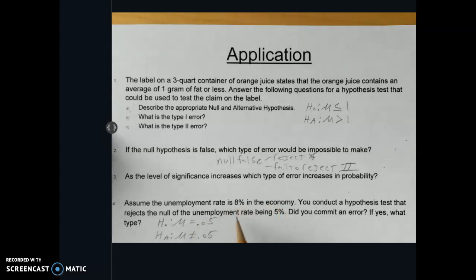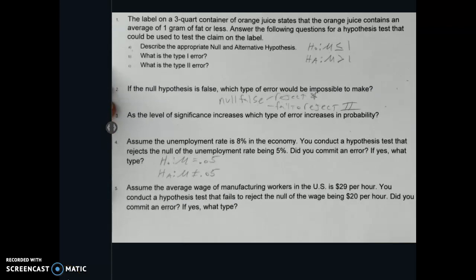We rejected the null that it's 5%. So we rejected the null that was wrong. The null said the mean is 5%. The actual unemployment rate is 8%. So we did not make an error here. This is the correct outcome. Let's move on to the last one here.